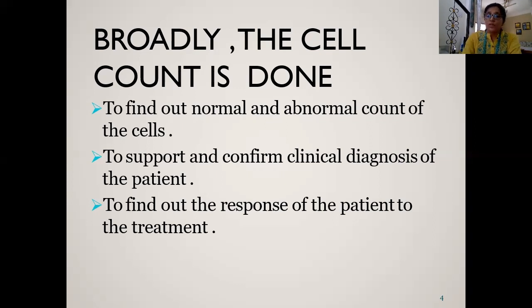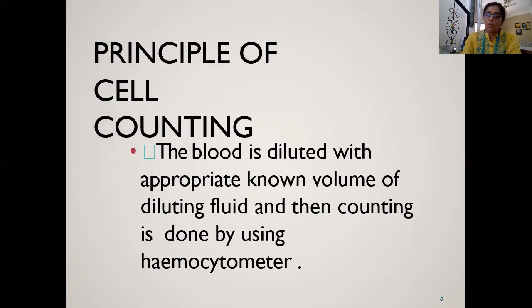Now, we also determine the responses of the patients to the different treatments that have been provided. Say, for example, there was a condition in which the WBCs were suppressed, bone marrow was suppressed due to certain medications. So it becomes an urgent necessity to increase it or to improve it. And so the cell count will tell us where we are going or how we are responding to the desired treatment.